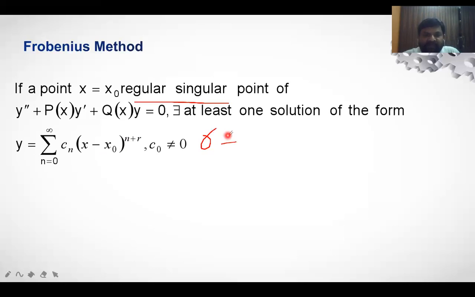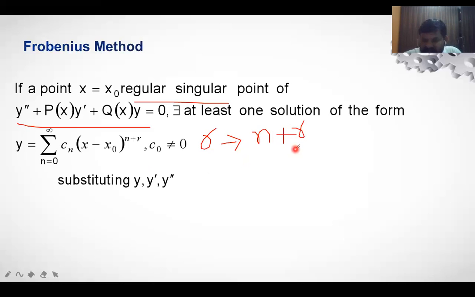As usual, we find y dash and y double dash and substitute in the given equation. That is the first step. Make all the indices n plus r and make the range unique, that is, either n equal to 0 to infinity or 1 to infinity, whichever it is, the range of each and every term must be the same. After that we equate the least degree term to 0, that is c naught into f of r x raised to r minus 1. Since c naught is not equal to 0, we equate f of r to 0.